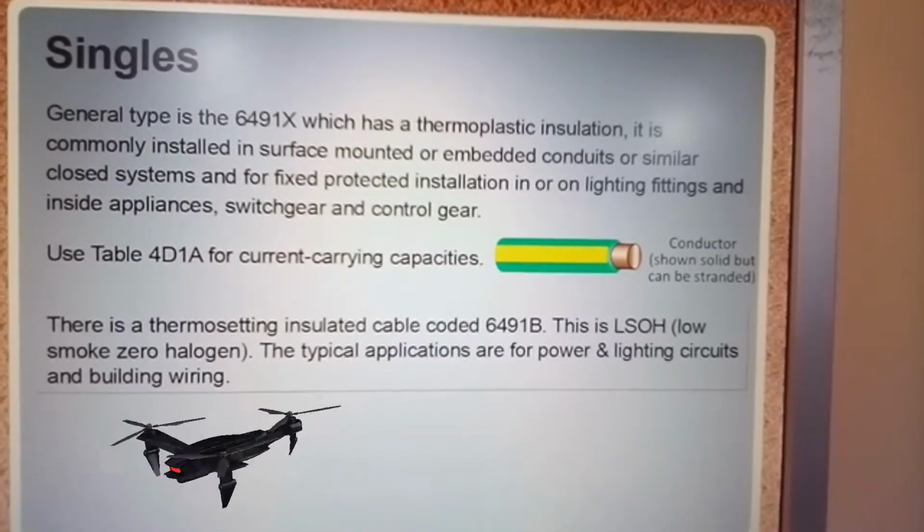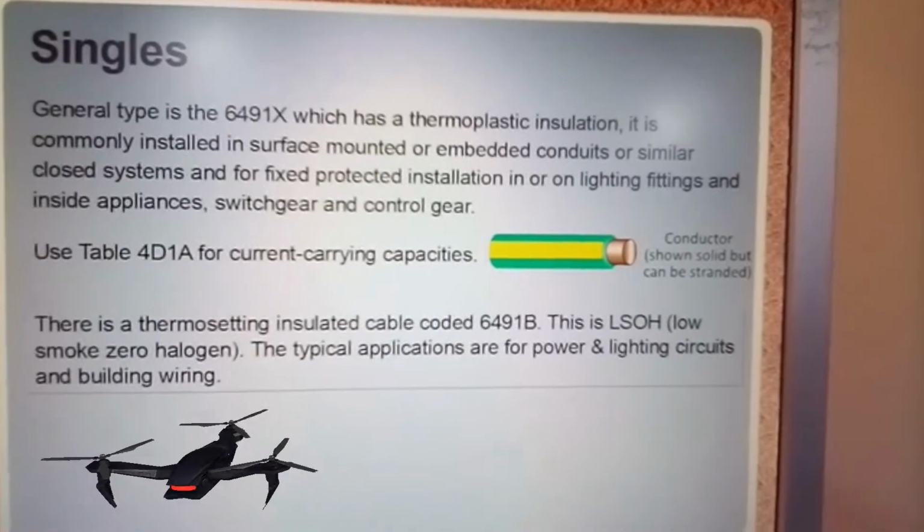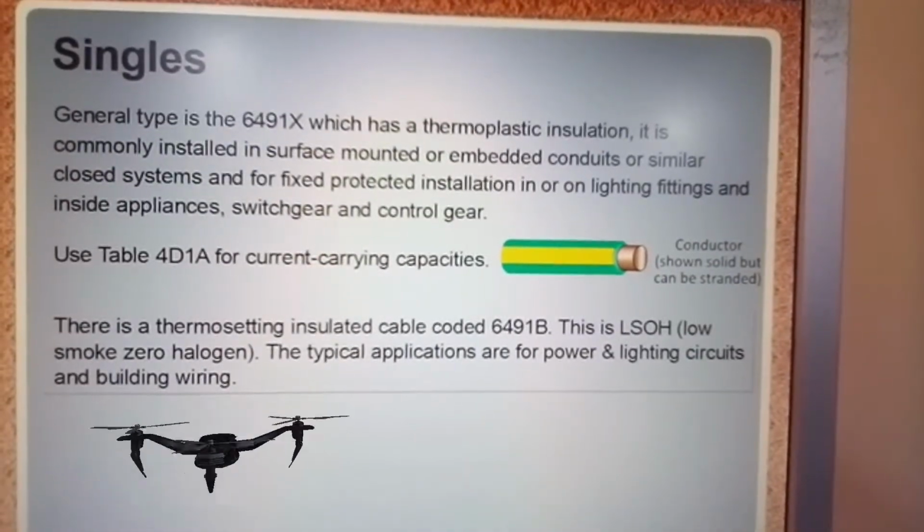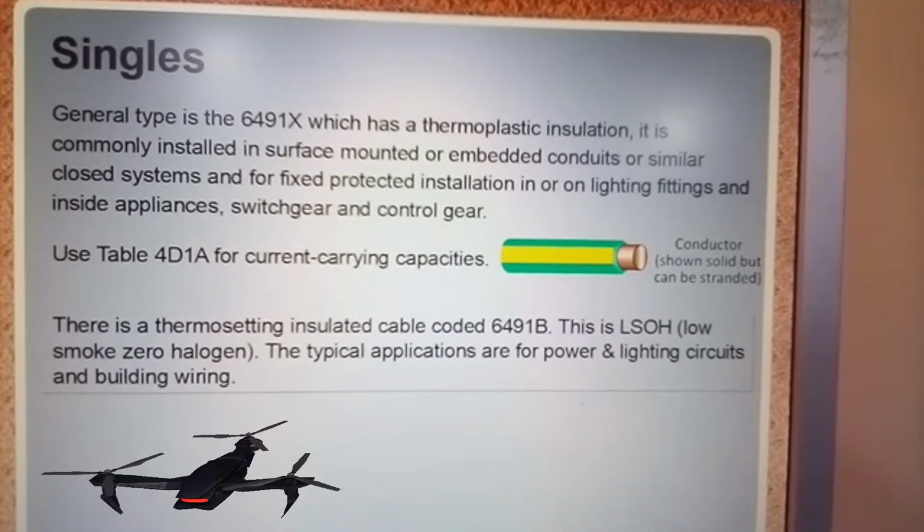But again, look for any improvements to this system of cabling. It is not fixed. There's always ongoing developments.